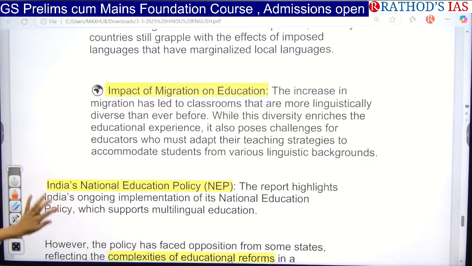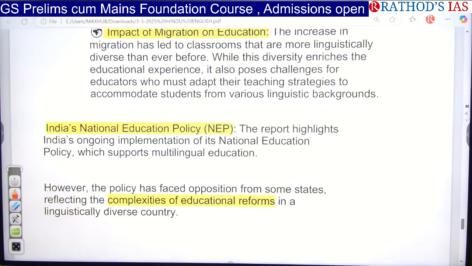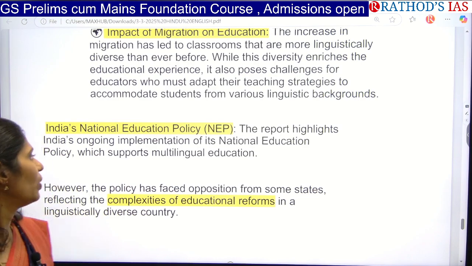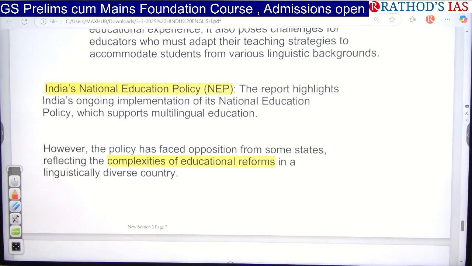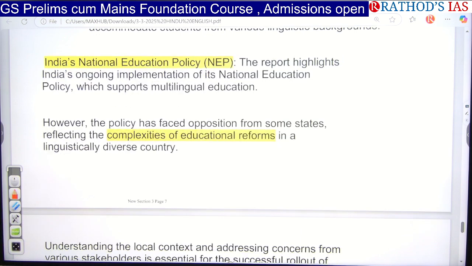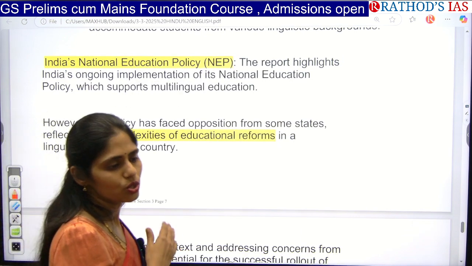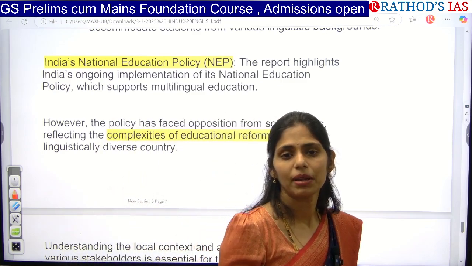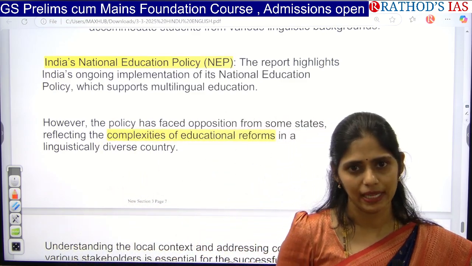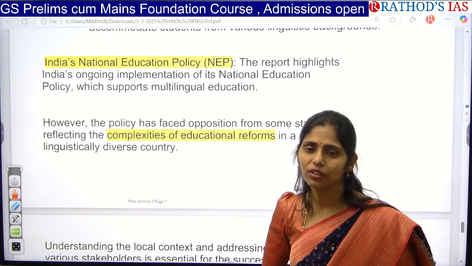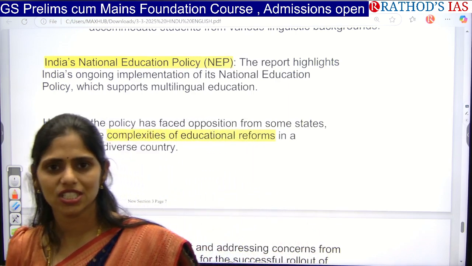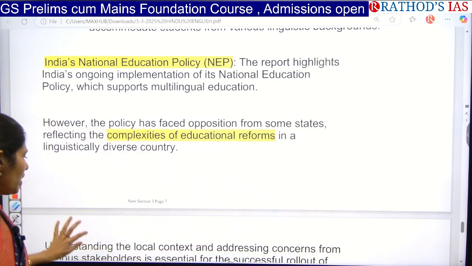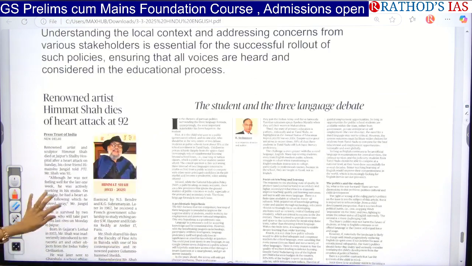And next, India came up with the National Education Policy in 2020, which focuses on supporting multilingual education at least till the 8th standard. But many states are opposing it, so it has not been implemented equally in each and every state. It came up in 2020, but we are in 2025, and still many states are opposing this National Education Policy. So this is something you can remember, guys.